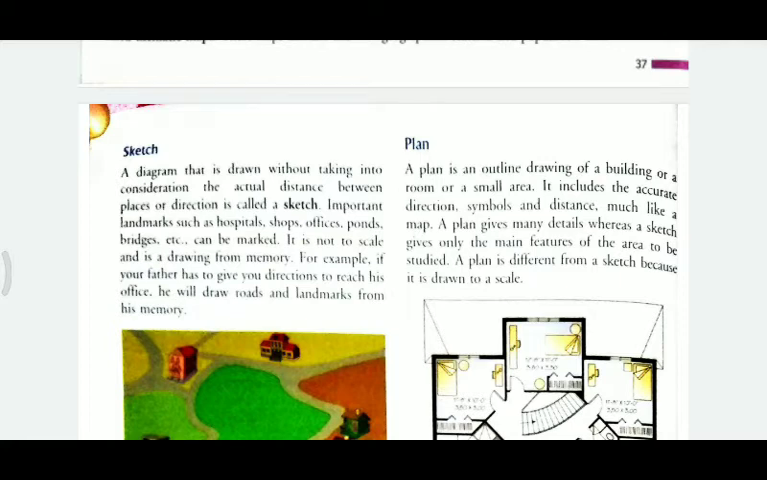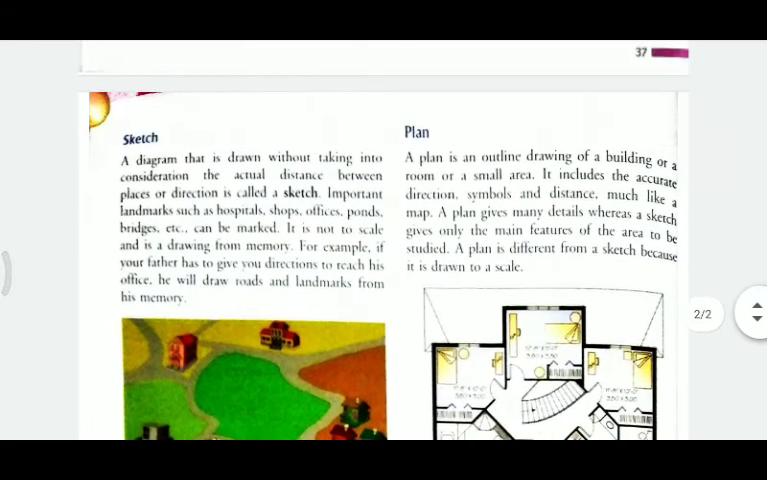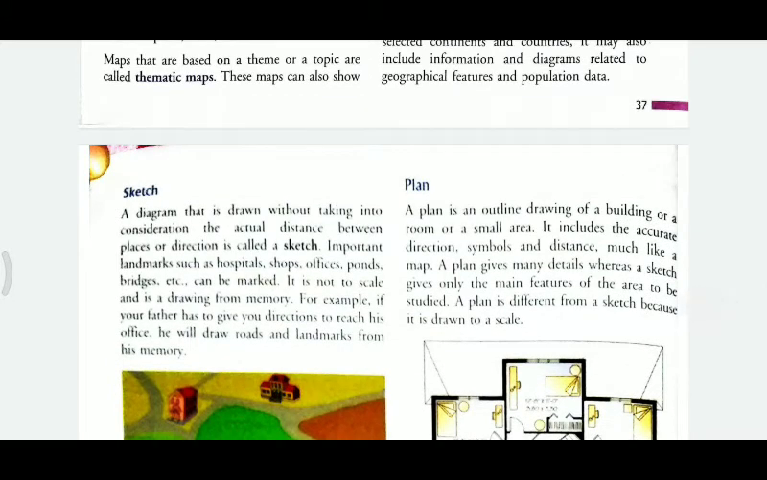Next one is plan. A plan is an outline drawing of a building or a room or a small area. Here the definition of plan is clear. A plan is an outline drawing of a building or a room or a small area. It includes the accurate direction.